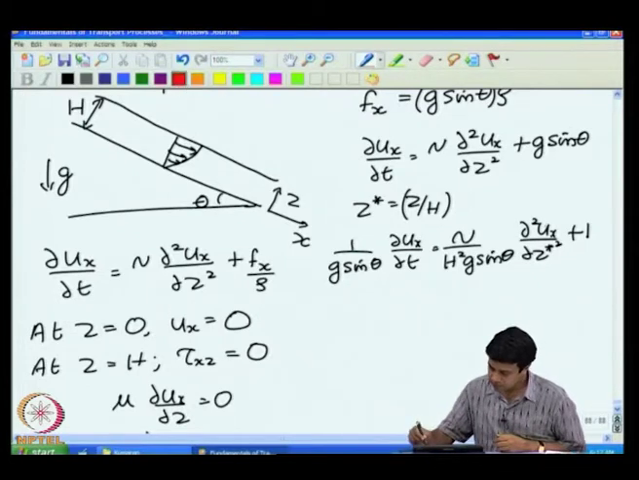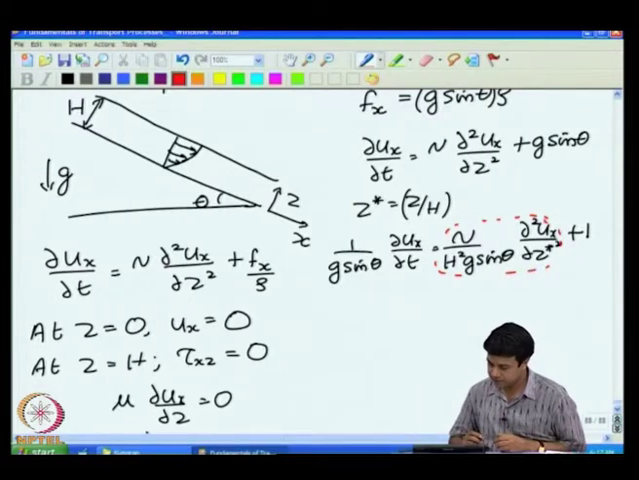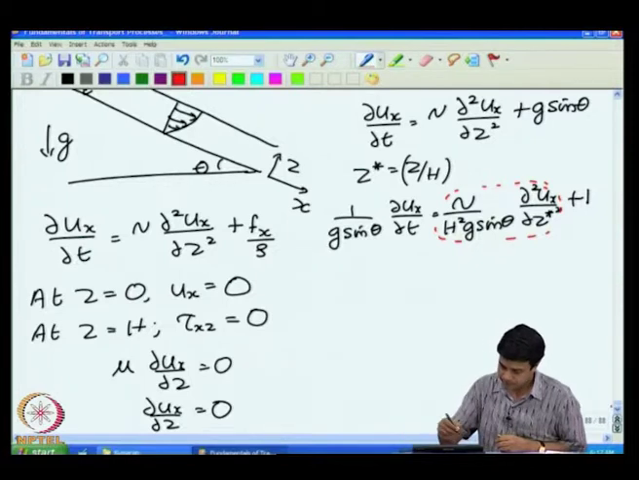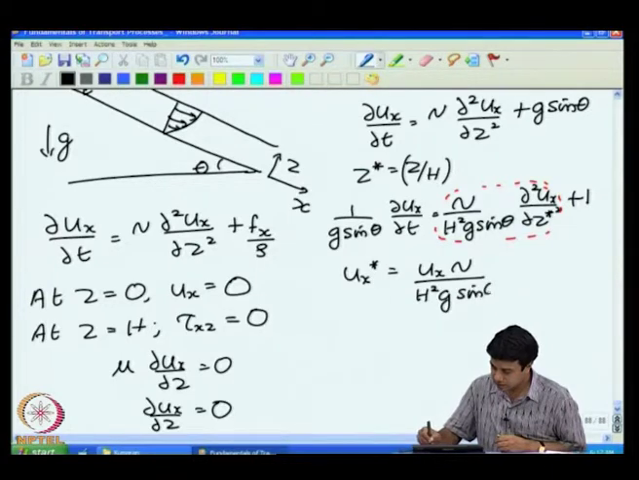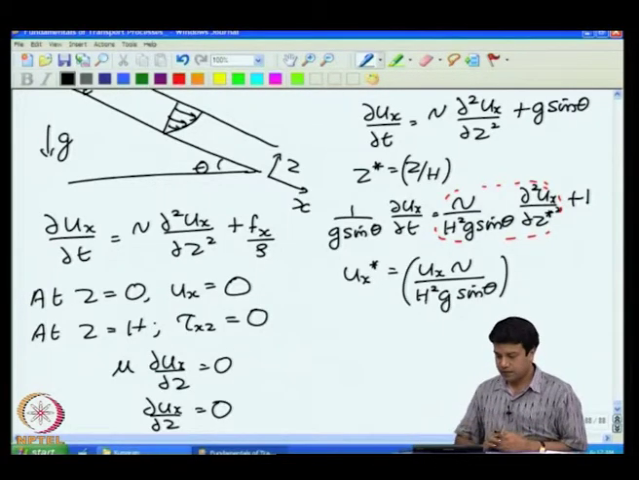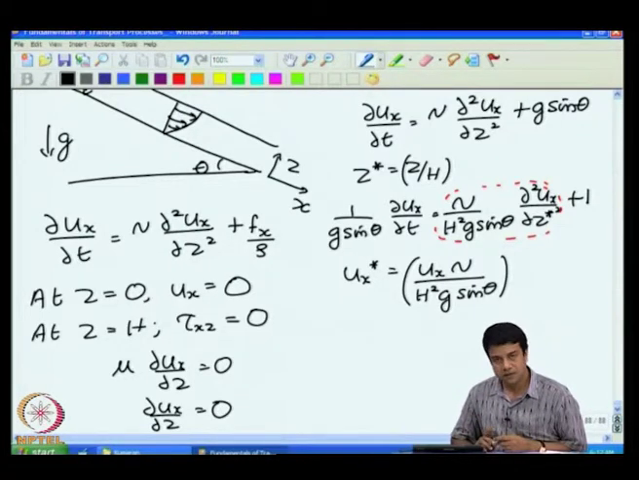Now, this gives us a clue about how we should scale the velocity. If I define ux star is equal to ux times nu by h square g sin theta, then that entire term becomes dimensionless. 1 is dimensionless anyway. So, this gives us a way to scale the velocity.